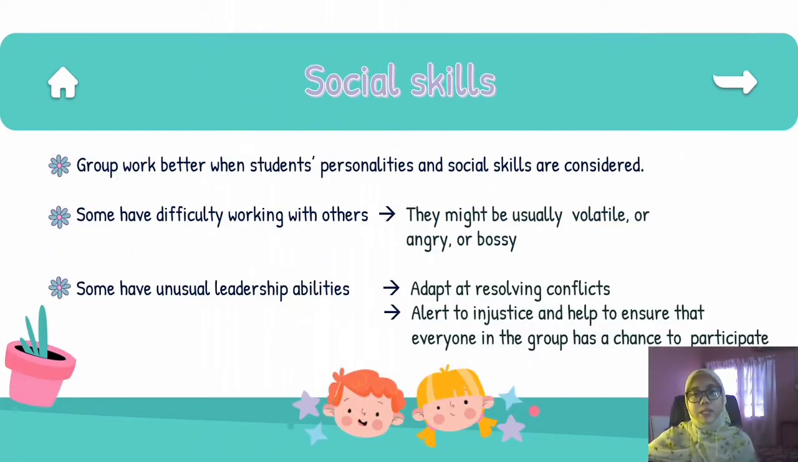Okay, another variable that teachers need to consider when deciding on group composition is social skill and personalities. Actually, group work is better when students' personalities and social skills are considered. Some students have difficulty working with others because they might be volatile or angry or bossy. And some students have unusual leadership abilities. They are usually adept at resolving conflict, alert to injustice, and help to ensure that everyone in the group has a chance to participate. Hence, when forming groups, it generally makes sense to disperse students like these, so that each group has the benefit of their talents.